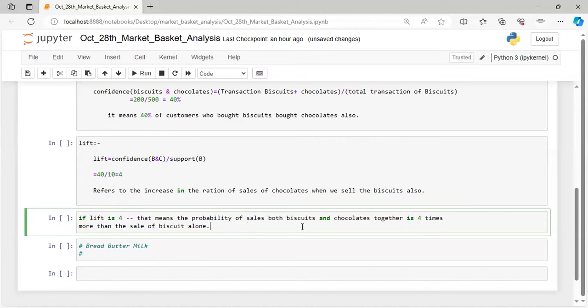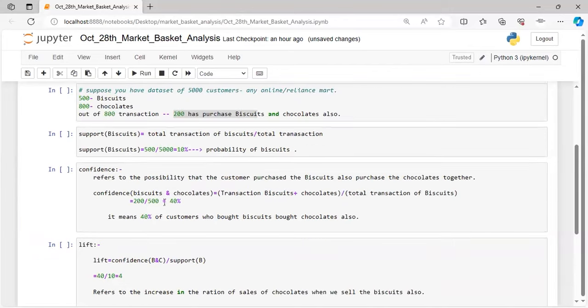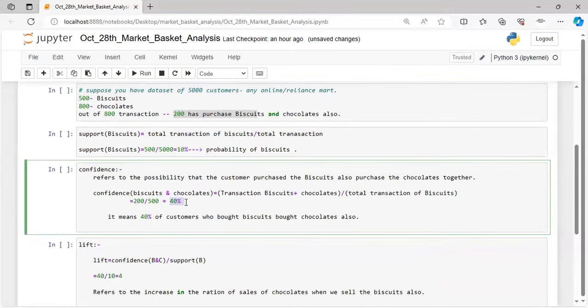So we got the idea that... Sir, I have a question. Yes, please. Sir, in the example you have taken, when we see the values, the percentage is showing less. Which percentage are you talking about, 40%, 10%?